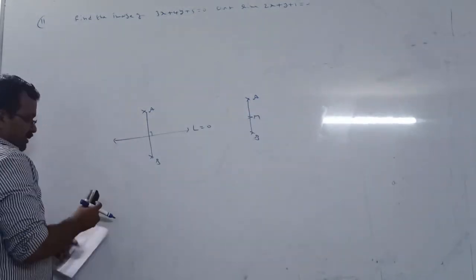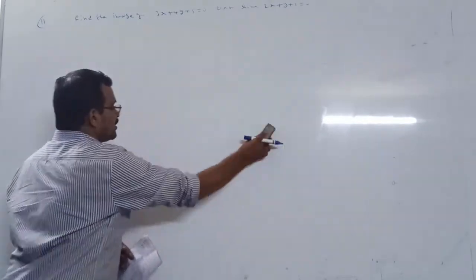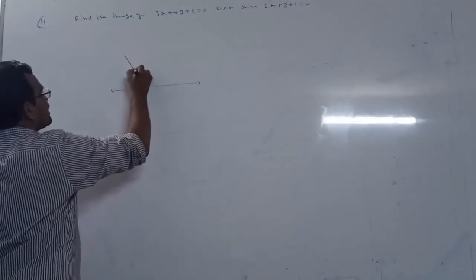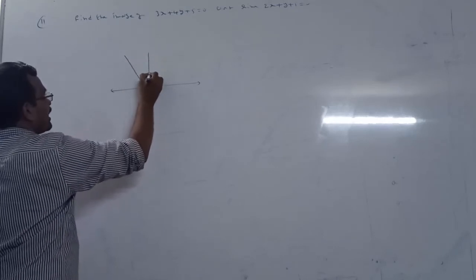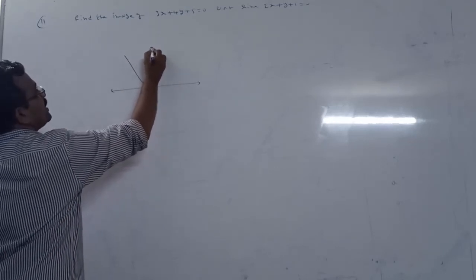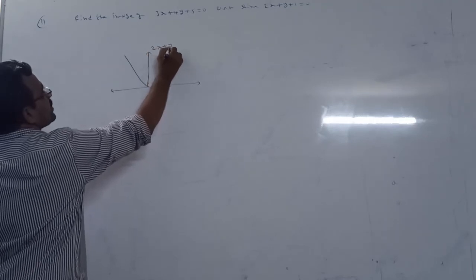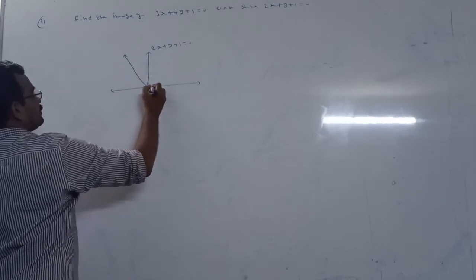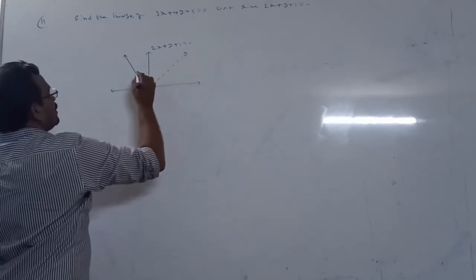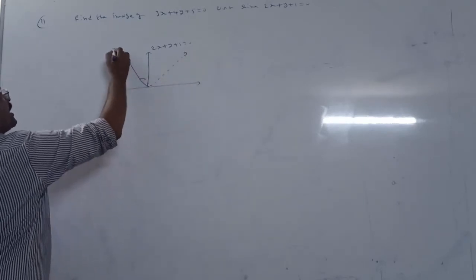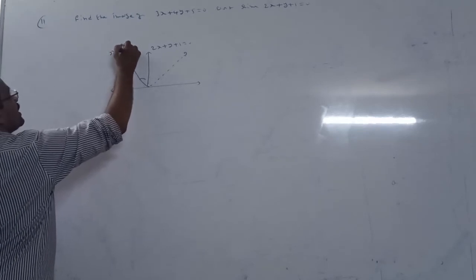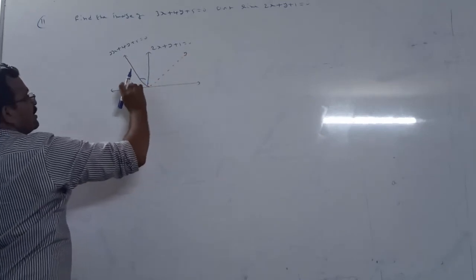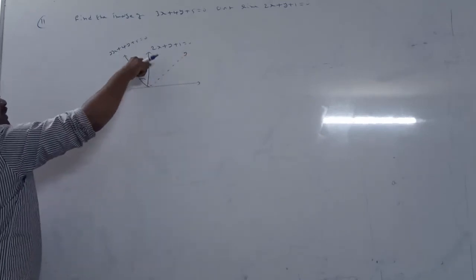But here both lines are given. Suppose this is one line and this is another line, with respect to the line 2x plus y plus 1 equal to 0. The image line means they gave this line, 3x plus 4y plus 5 equal to 0. They are asking for the image of this line with respect to that line.